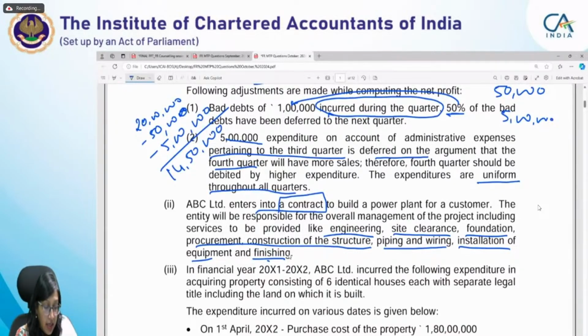In case promised goods and services are capable of being distinct as per the principles of 115, you have to see whether the customer can benefit from the goods and services either on their own or together with other readily available resources. Without building a power plant, can we have piping and wiring? Can we have installation of equipment without building the power plant? Can we have the finishing work without building a power plant? Can we have a site clearance, but we are not building it? Is it a separate performance obligation?